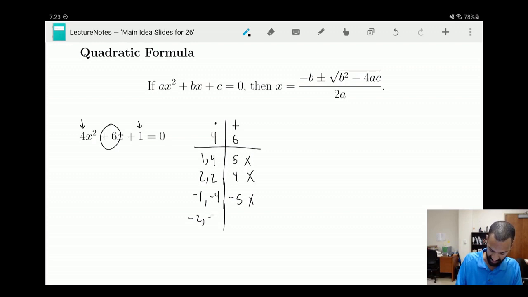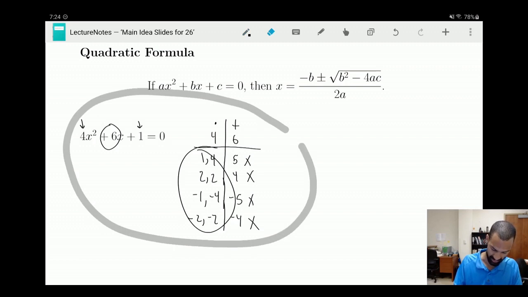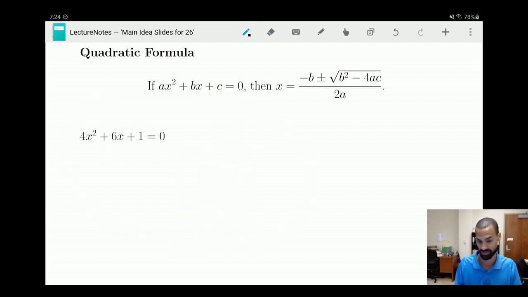I'm running out of options here. So there are no integer pairs that'll work for me. Whatever would work for me, those would be some complicated numbers, either complex numbers or irrational numbers. I don't really know. So what I'm going to have to do then is use the quadratic formula. So if you can't factor it, quadratic formula.